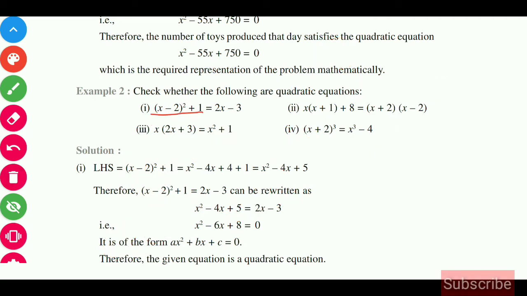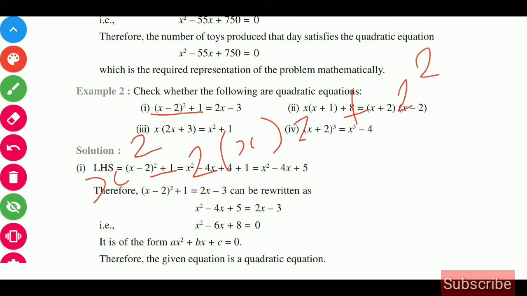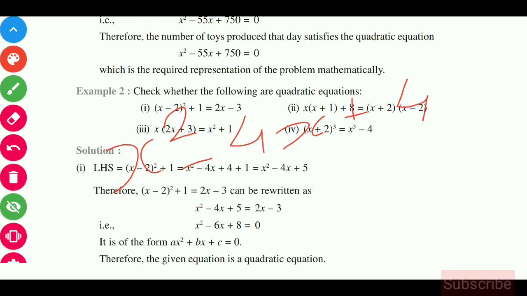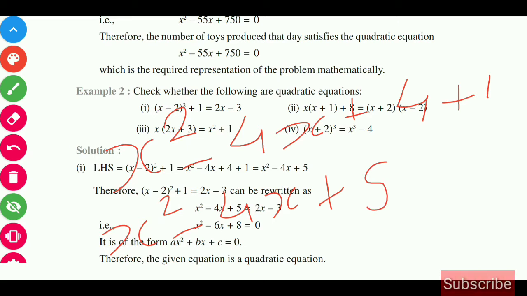So it will be x square minus 2ab plus b square, meaning 2 square. Resolving this, we will get x square minus 4x plus 4. Also in LHS we have plus 1. So we will get x square minus 4x plus 5.